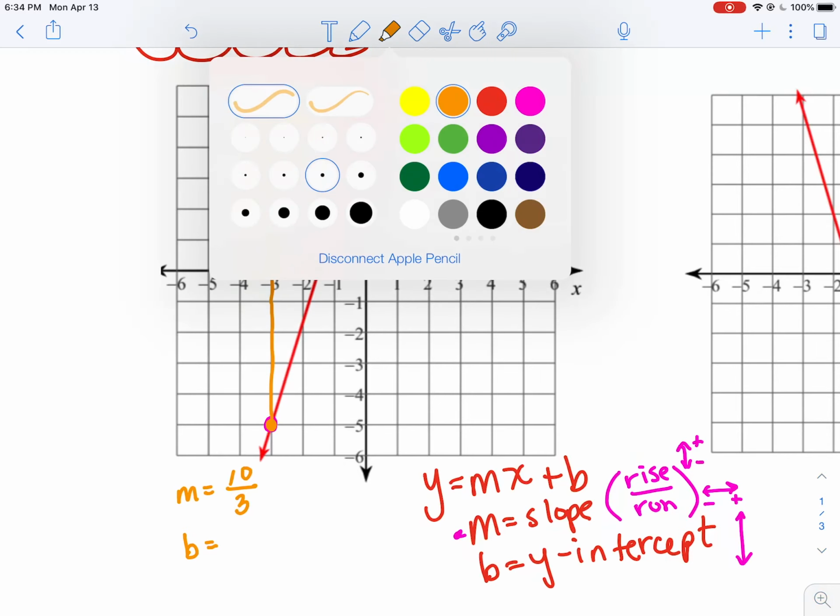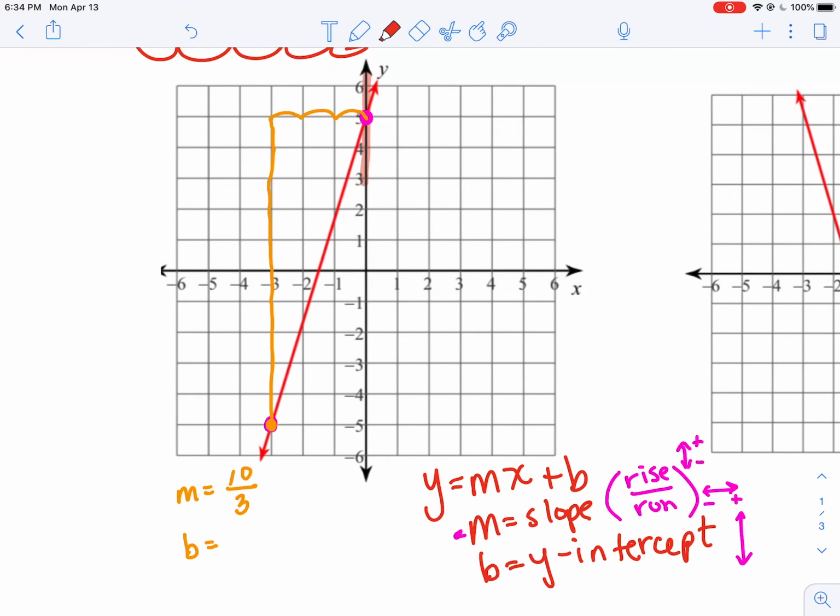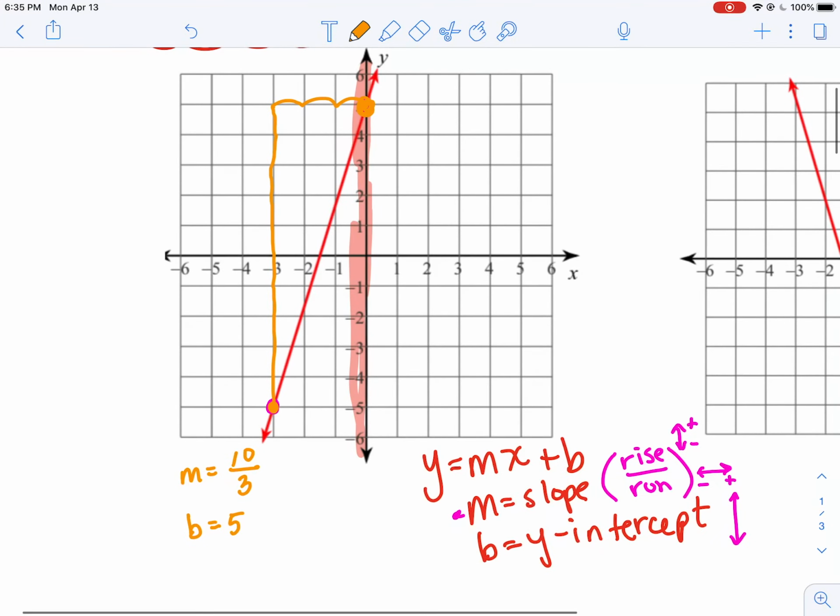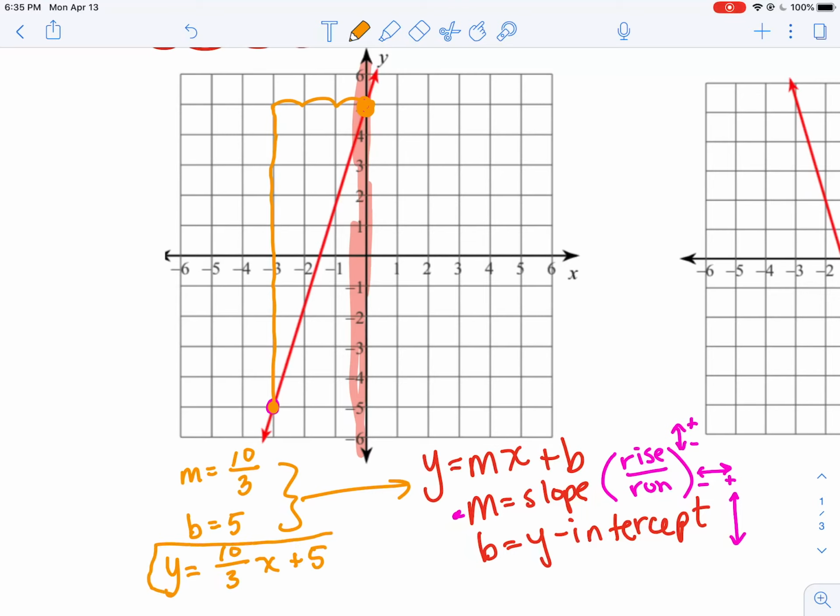Now b is your y-intercept. So where does your line cross the y-axis? That's a really bad line there, but it's right there at b is 5. So I'm going to take those 2 pieces of information and plug them into my formula. So my equation is going to be y = 10/3 x + 5. Remember, when you're writing equations, you have to remember to have the y equals as well.